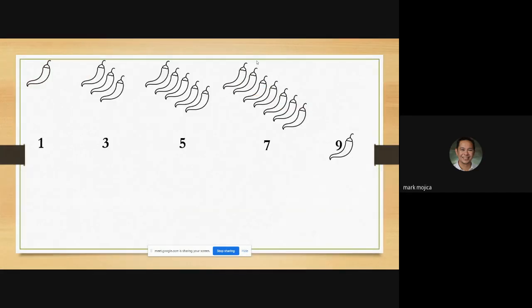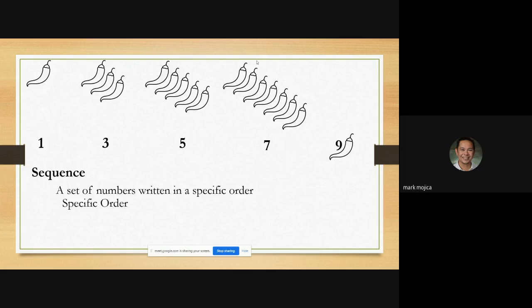If we try to analyze 1, 3, 5, 7, and 9, that is what we call sequence. So what is sequence? Sequence is a set of numbers written in a specific order. Pag sinabing specific, 1 is less than 3, 3 is less than 5, so specific siya. Okay, so when we talk about specific orders, we are going to discuss two specific orders. The first one is the ascending order. The next is descending order.